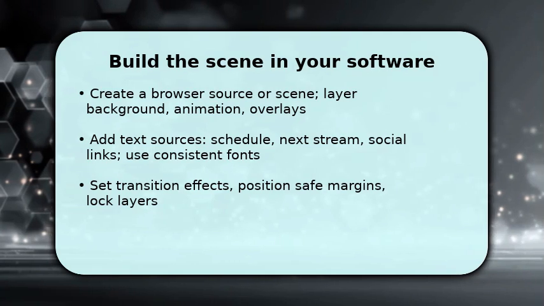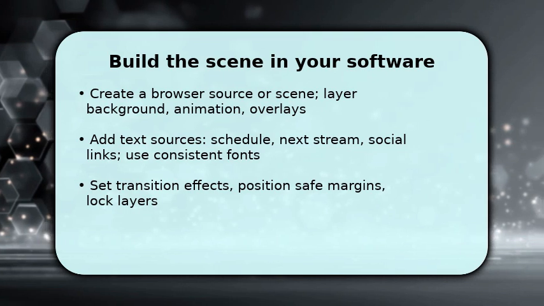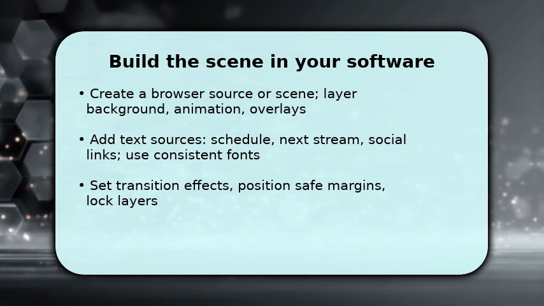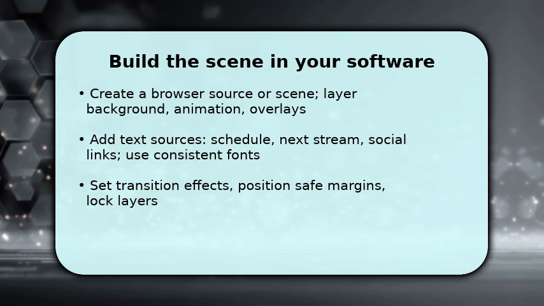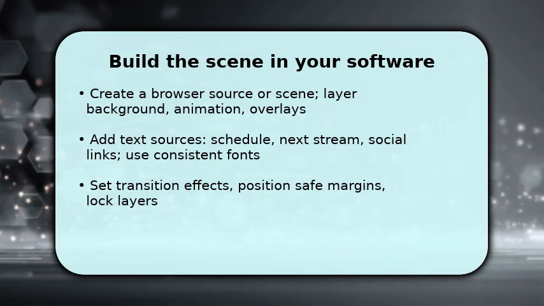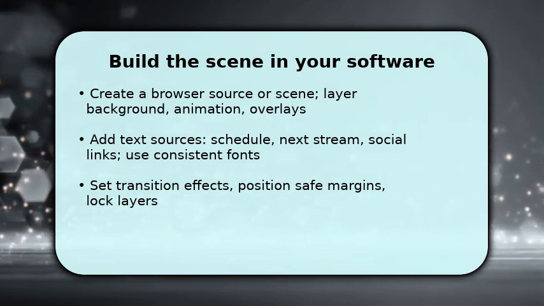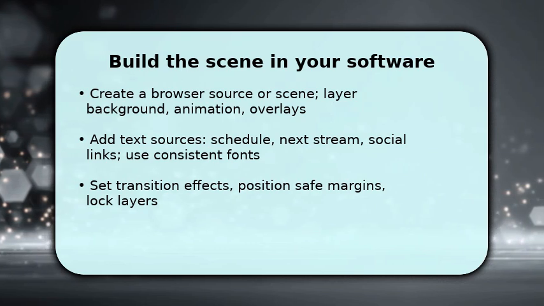Open OBS or Streamlabs and create a new scene specifically for waiting. Add your background loop, then layer static PNG overlays above it. Place text fields for schedule and social handles using consistent fonts and sizes. Once layered, align elements inside safe margins for 16:9 viewers and mobile cropping.